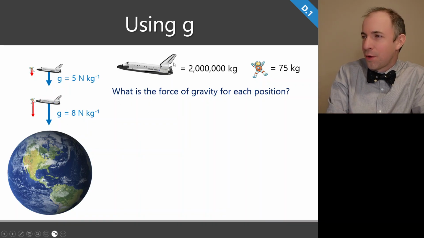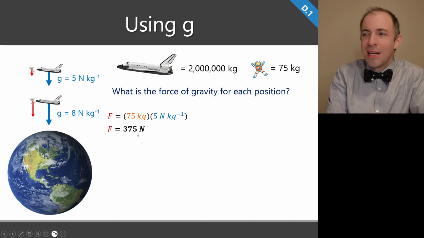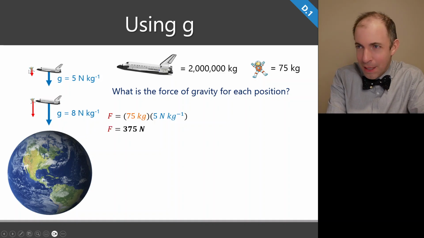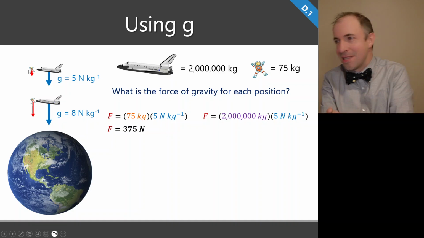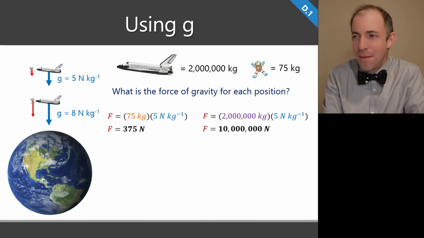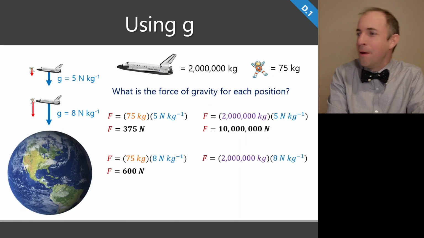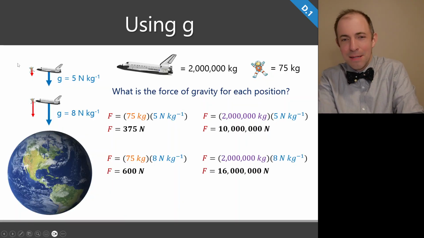If I wanted to calculate the force of gravity of this space shuttle, or an astronaut, here let's start with the astronaut, 75 kilograms times 5 would give me a force of gravity of 375 newtons up here. Or if I did the same thing for the space shuttle, 2 million times 5 is 10 million. I can do the same thing down below. 75 times 8 is 600. 2 million times 8 is 16 million.